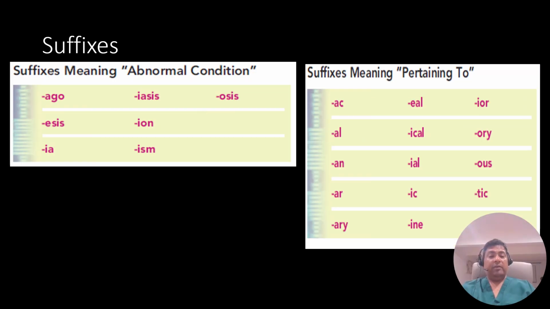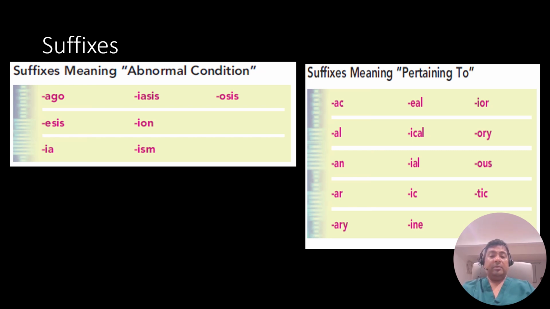Okay, so here we have a list of suffixes that mean either abnormal condition or pertaining to. I'm going to give you the most frequently used. Most frequently used ones for abnormal condition are -algia, -osis, and -ia. So, for example, lumbago. Lumbago refers to the lumbar spine. The -ago is abnormal condition of the lumbar spine, which is a fancy way of saying back pain.